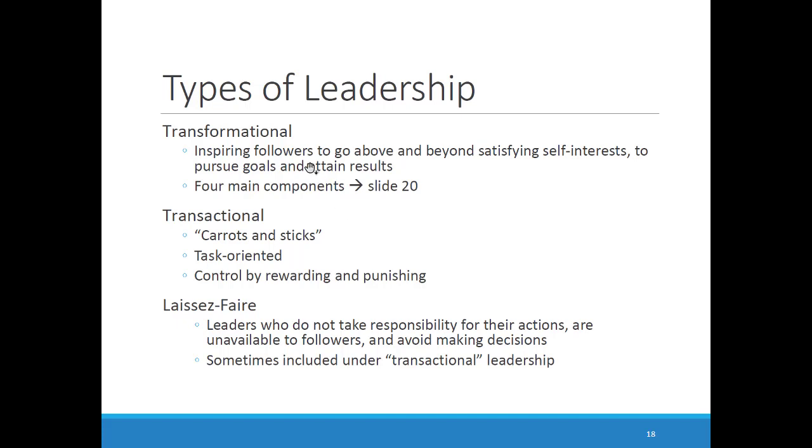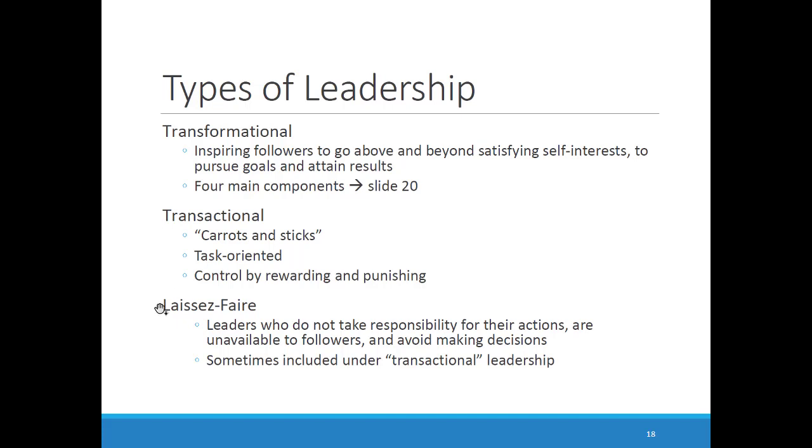So carrots and sticks are rewards and punishments. Transactional leadership tends to be more focused on the tasks than the future orientation. Essentially, it's about controlling the employee by rewarding and punishing, and clearly telling the employee what they are supposed to do in order to get rewards and avoid punishments.